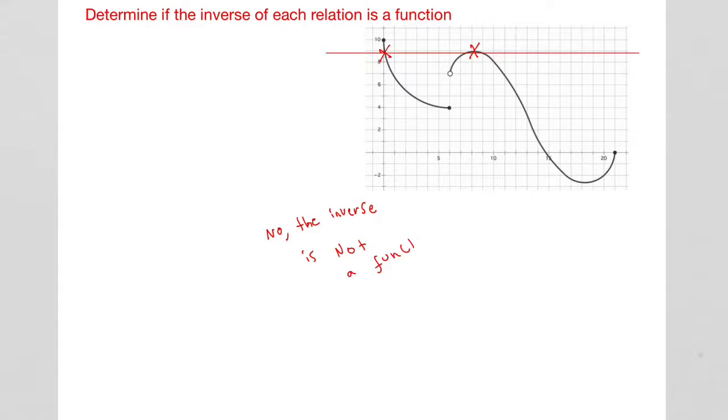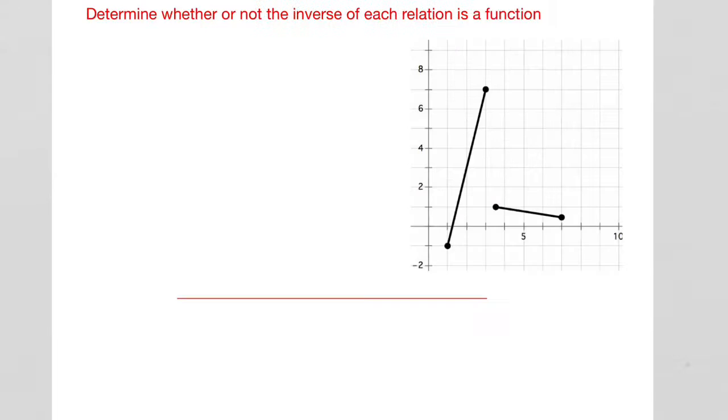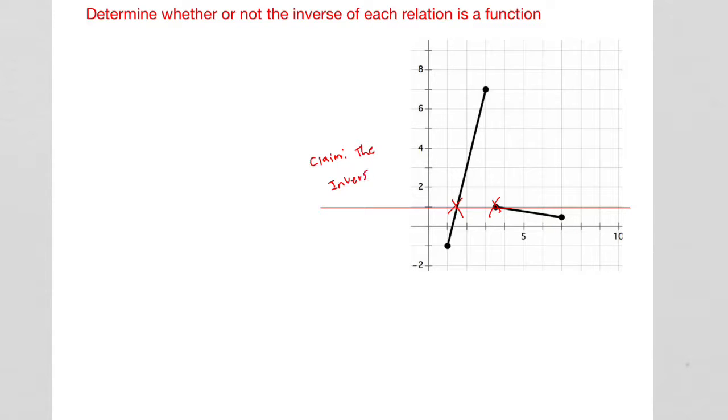Let's check out one more of these, and let's take a look at this one now. As we begin scanning down, you see that everything is good up until we reach this point right there. So here the horizontal line touched at two different places at the same time. So again, we can claim that the inverse is not a function because it fails the horizontal line test.